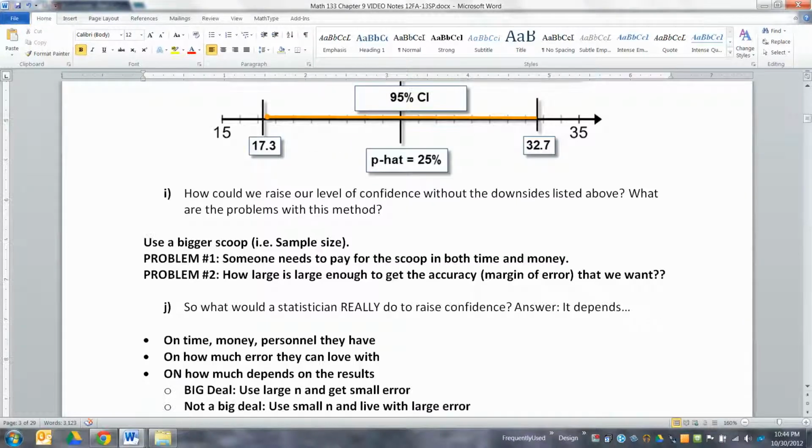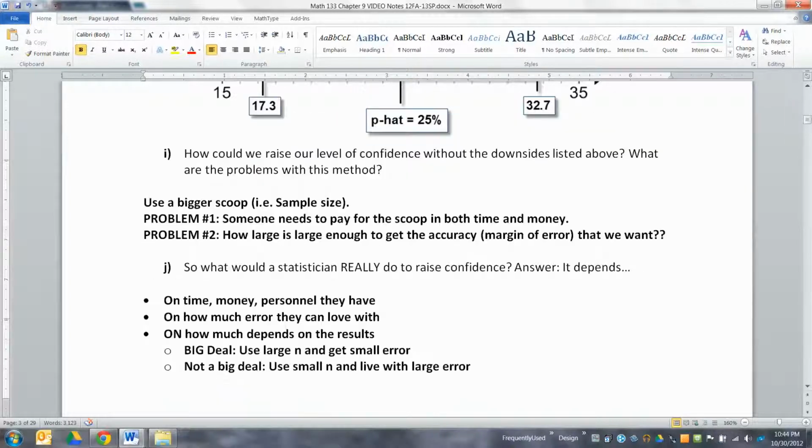It's all well and good to say, well, just get a better sample. Yeah, but who's going to pay for that? Do you have the time to wait for that? And how large is large enough? If you want accuracy, i.e. a smaller margin of error, you're going to need to go get more people.